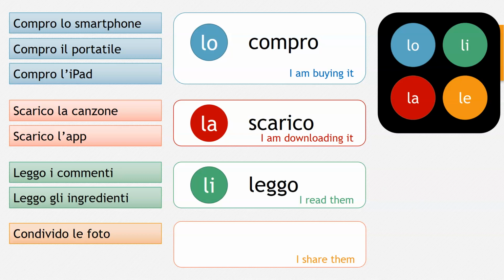When we put them into the plural, leggo i commenti, li leggo, masculine plural. Condivido le foto, foto is short for fotografie. It becomes le condivido, feminine plural.